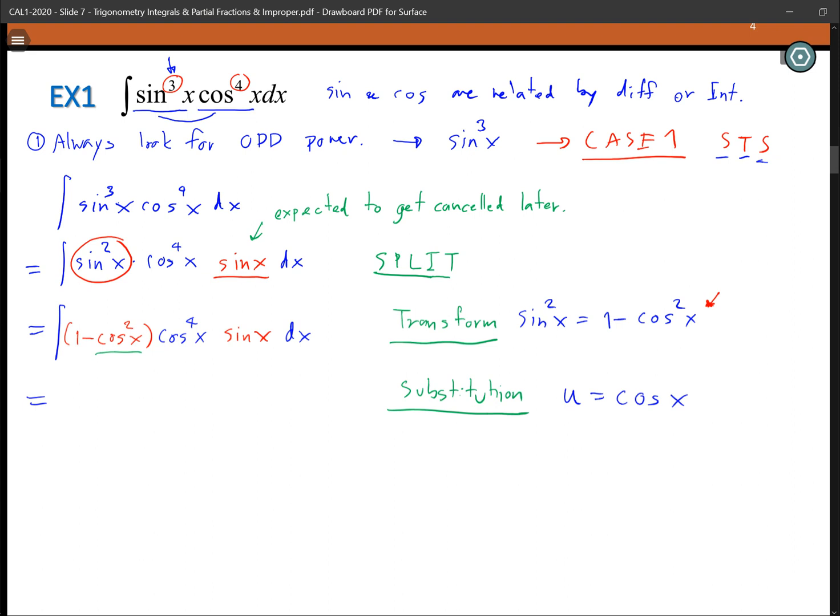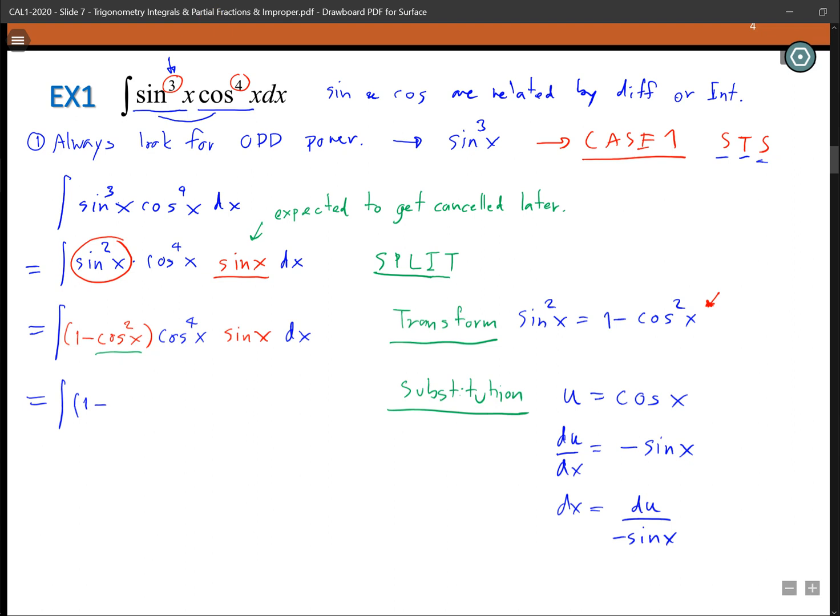Oh, before you do that, don't forget to perform the differentiation here. du by dx equal to minus sine of x. Alright, which means that dx is equal to du divided by minus sine of x. Okay, now let's put everything back into the integral. Substitution, all right?